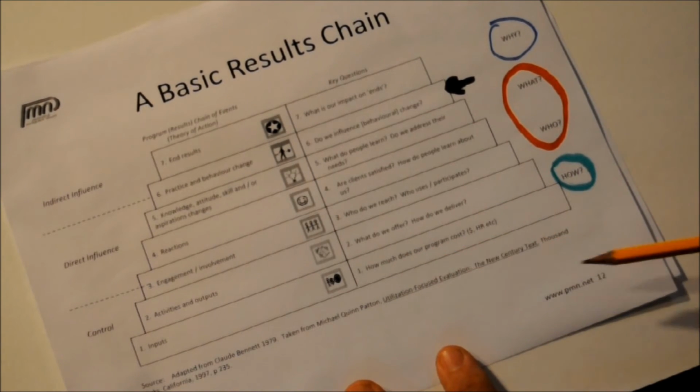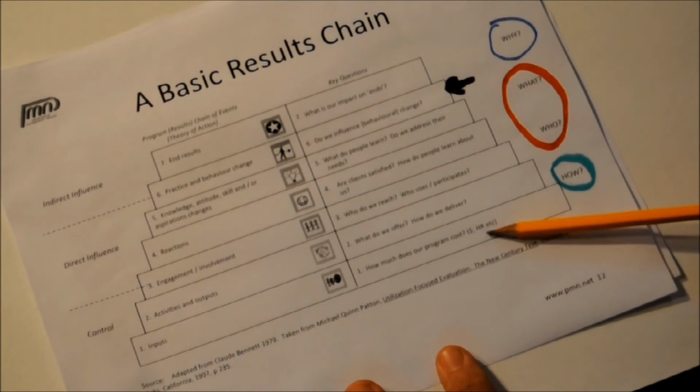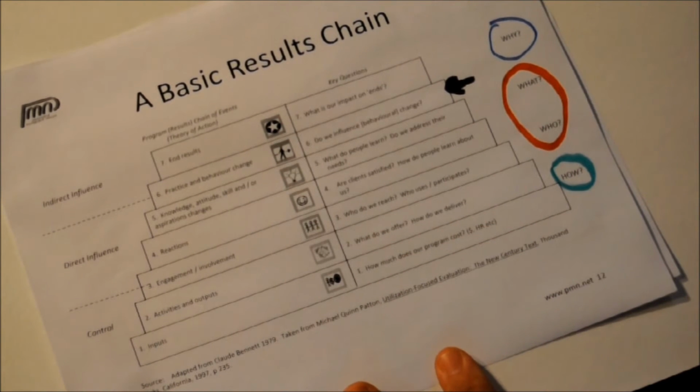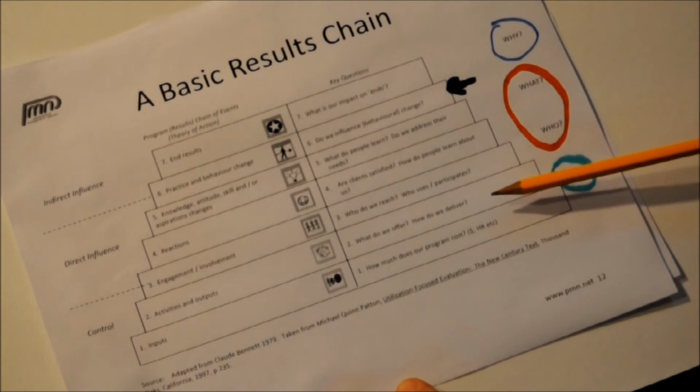What are we investing in our time, in our money, in our capital, for example, and how much does it cost? Moving from there, what are we offering? What are we delivering? What are our outputs? What are the things within our sphere of control that we are putting out there?